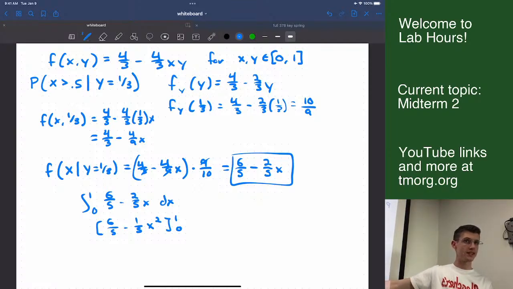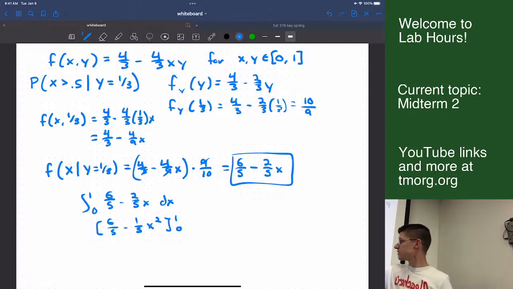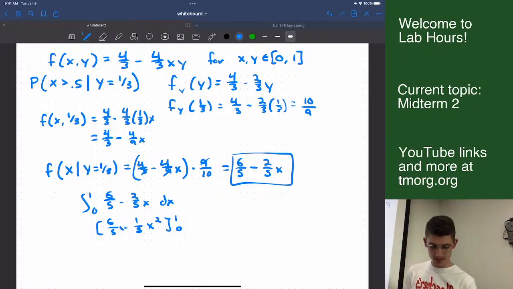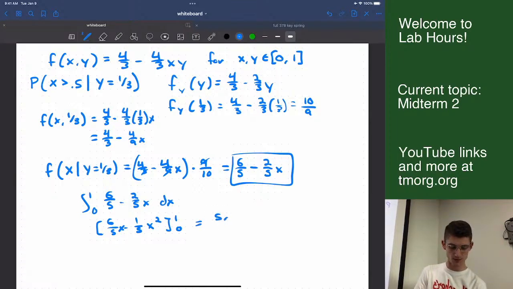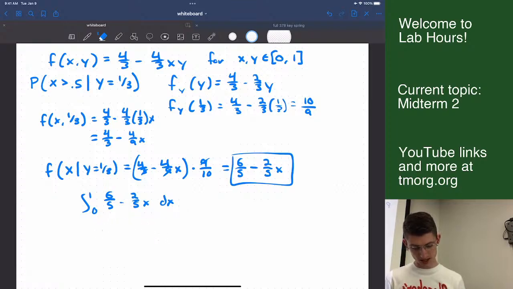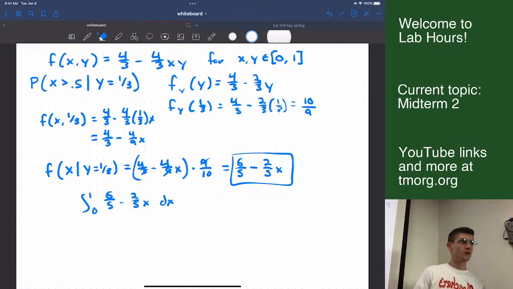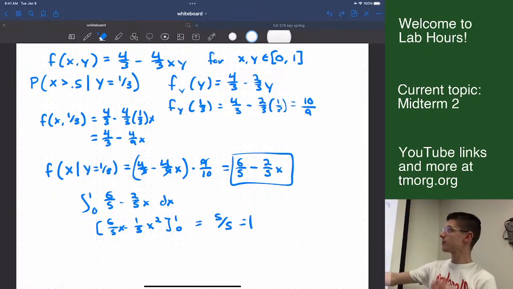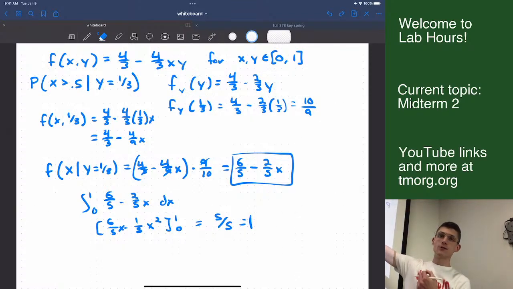Everybody cool with that? Not chill with that? 6 over 5 x. Oh yeah, it is 6 over 5 x, yeah. But again, we're just going to plug in a 1 for x. So yes, you're correct, I did forget that. However, luckily, that will not make a difference. This is going to be equal to 5/5, which is going to be equal to 1. But that was not the question, right? We already know that 100% of the possibilities are represented when we look at x from 0 to 1.